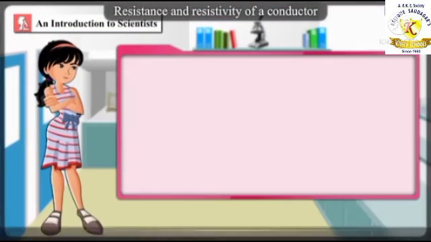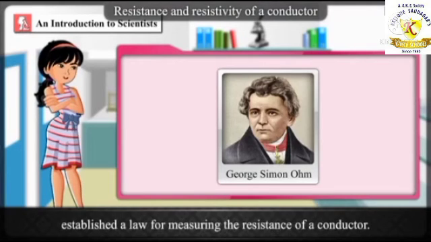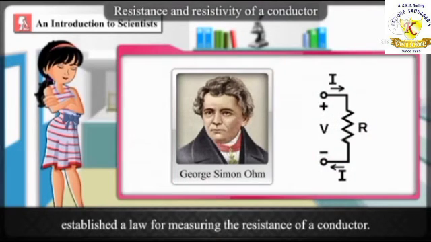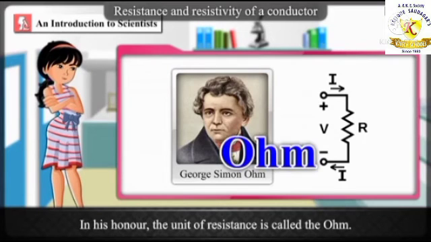An introduction to the scientist. German physicist George Simon Ohm established a law for measuring the resistance of a conductor. In his honor, the unit of resistance is called the ohm.